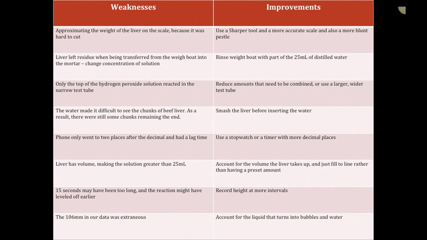Third weakness is that only the top of the hydrogen peroxide solution reacted in the narrow test tube. An improvement would be to reduce the amounts that needed to be combined, or use a larger or wider test tube. The fourth weakness is that the water made it difficult to see the chunks of beef liver. As a result, there were still some chunks remaining at the end. To improve, we would smash the liver before inserting the water.